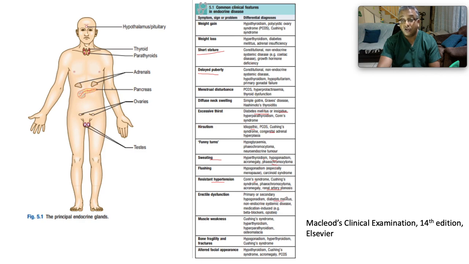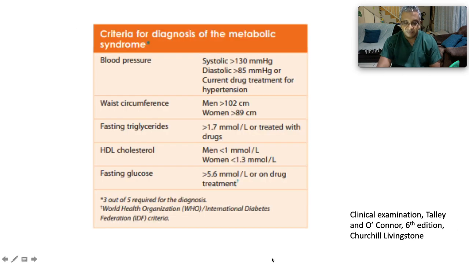Erectile dysfunction happens if you have primary or secondary hypogonadism. Diabetes mellitus is a common cause, with autonomic neuropathy, non-endocrine systemic disease, and medication induced in the way of beta blockers and opiates. Muscle weakness, remember, it's often proximal muscle weakness. So like we said, pectoral and pelvic girdle weakness, right? And that happens in the setting of Cushing syndrome, hyperthyroidism, hyperparathyroidism, osteomalacia. Bone fragility and fractures happens with hypogonadism, hyperthyroidism, and Cushing syndrome. And altered facial appearance, of course, with hypothyroidism, Cushing's, acromegaly, PCOS.